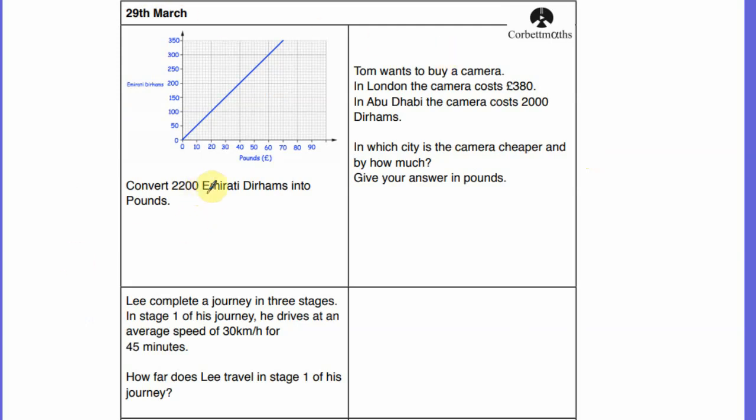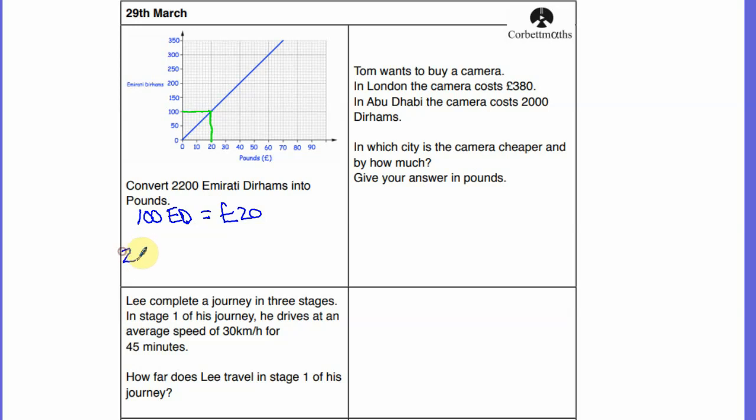So this first one, a conversion. We've not been told a conversion rate, but we've been given a graph that tells us the same thing. I'm going to try and find a nice easy conversion on this. So 100 Emirati dirhams, I'm going to call them ED from now on, is equal to £20. So 100 ED is equal to £20.